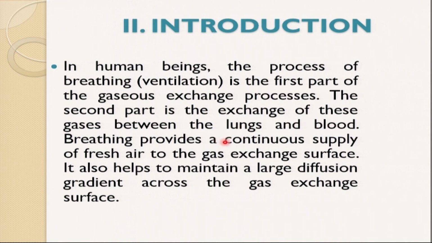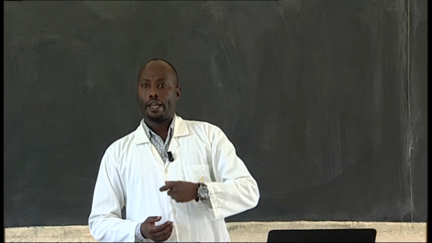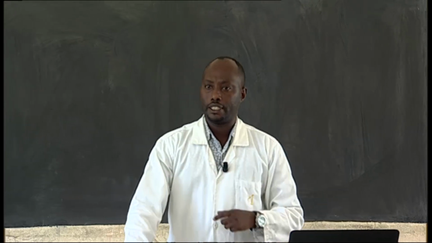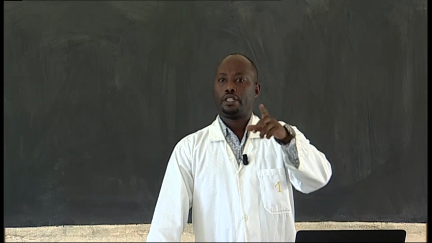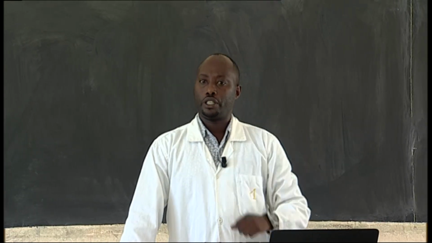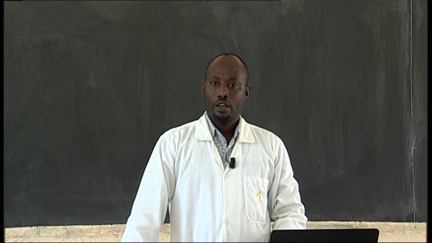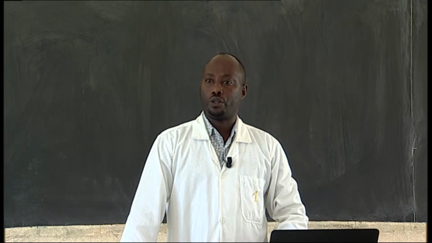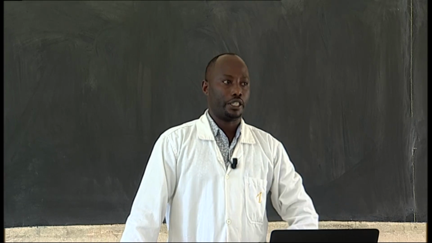We mentioned that breathing provides a continuous supply of fresh air to the gas exchange surface, which is the lungs, and also helps maintain a large diffusion gradient across the gaseous exchange surface. Students, I would like to ask you: why am I talking about the diffusion gradient? You remember that the diffusion gradient refers to the differences in concentration. You may find inside the body there is more oxygen compared to the atmospheric pressure, which is outside.